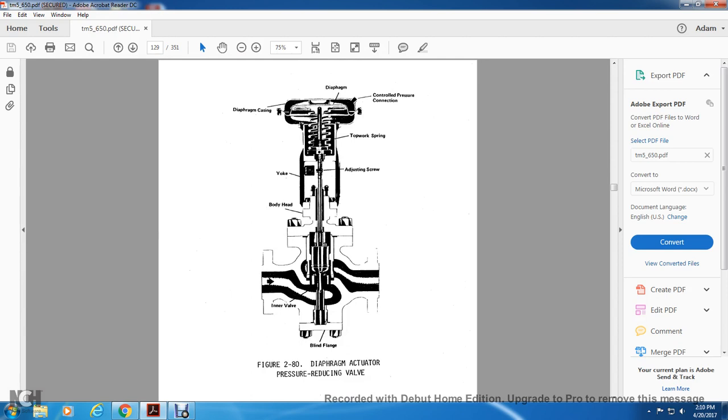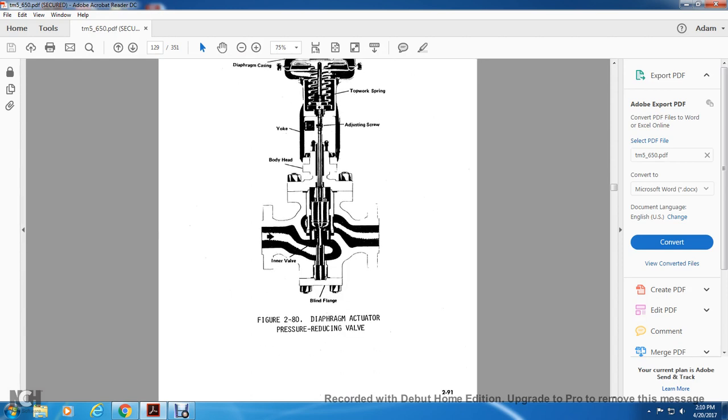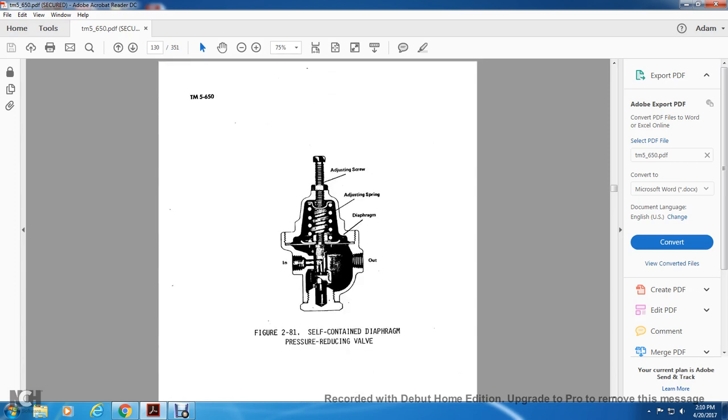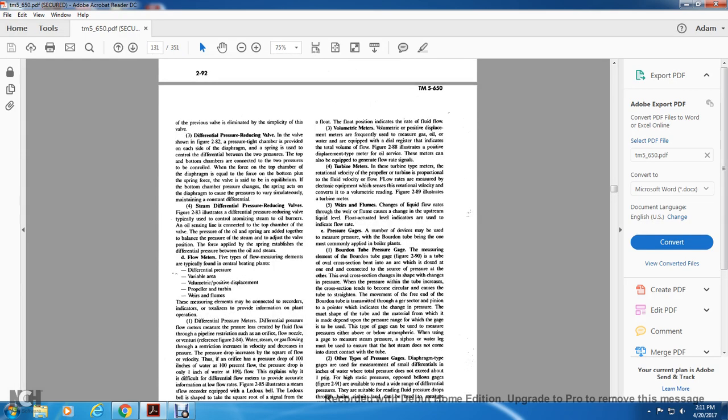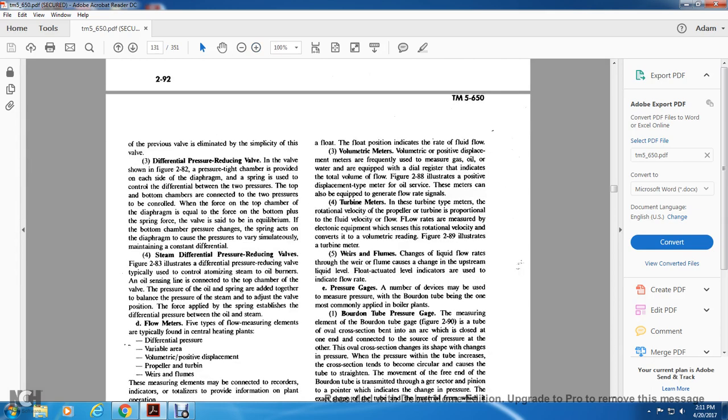Diaphragm actuator pressure-reducing valve: diaphragm control pressure connection, diaphragm casting, top work spring, adjusting screw, yoke, body head, inner valve, and blind flange. Self-contained diaphragm pressure reducing valve: adjusting screw, adjusting spring, diaphragm, output, input.